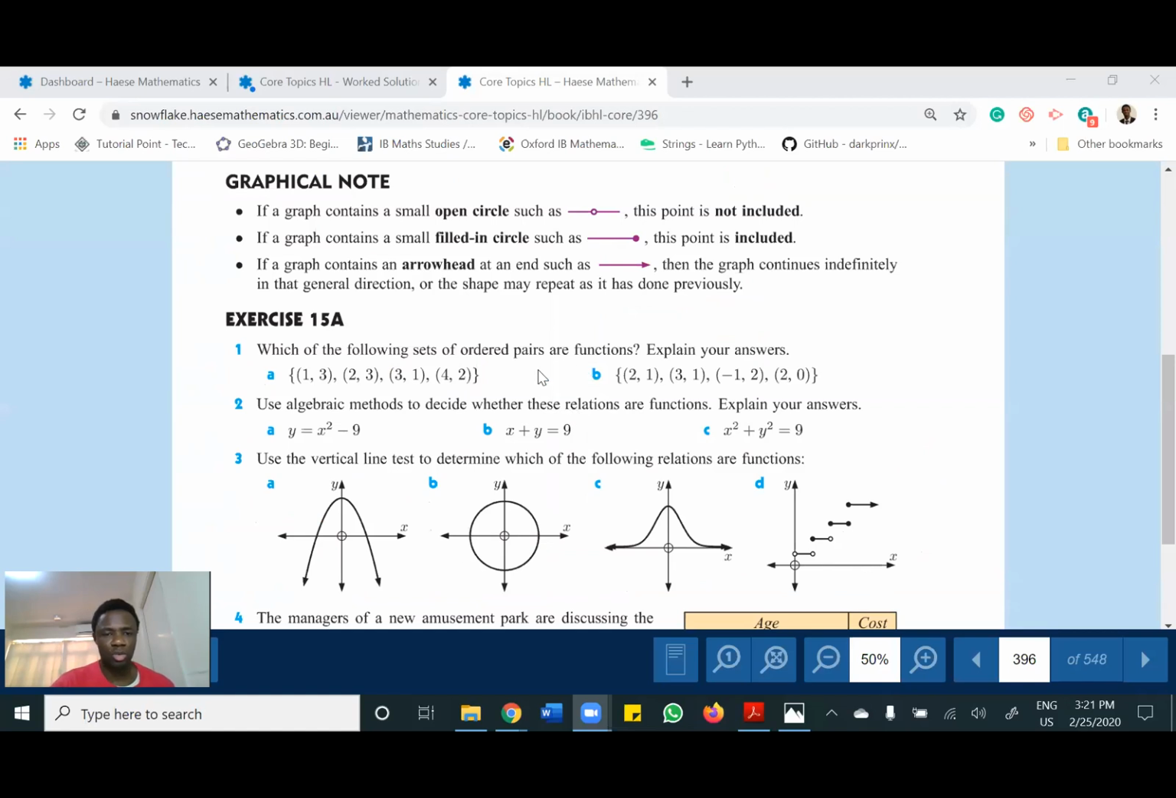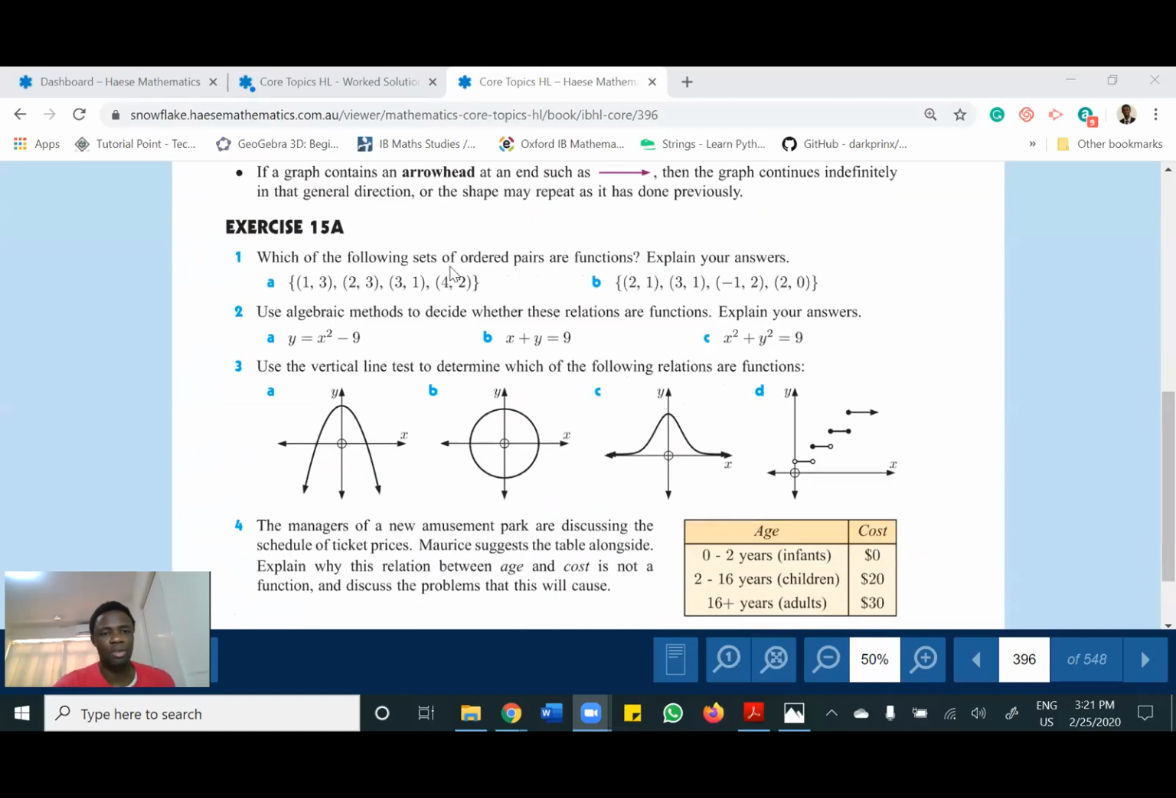So can I ask you to attempt question 1. Which of the following sets of ordered pairs are functions? Is this a function and why? Is this a function and why? Use the algebraic method to decide whether these relations are functions and explain. And here, use vertical tests to determine which of these relations are functions. Let's begin. It's not difficult. Maybe I select for you. I need you to do 15A.